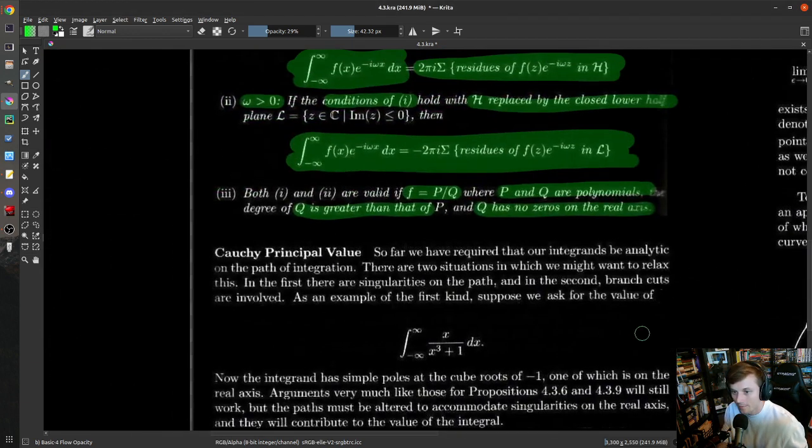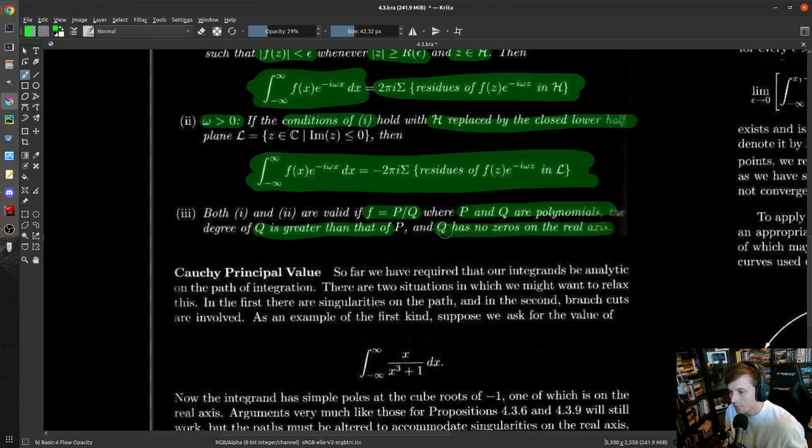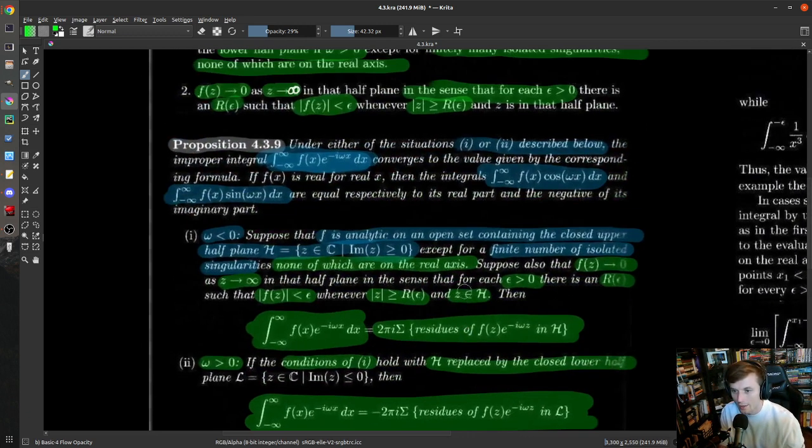In this case, q just has to have no zeros on the real axis and has to only be of greater degree than p. So a little bit less restrictive, a little tiny bit less restrictive, kind of cool. This is just a good thing to look at and use.